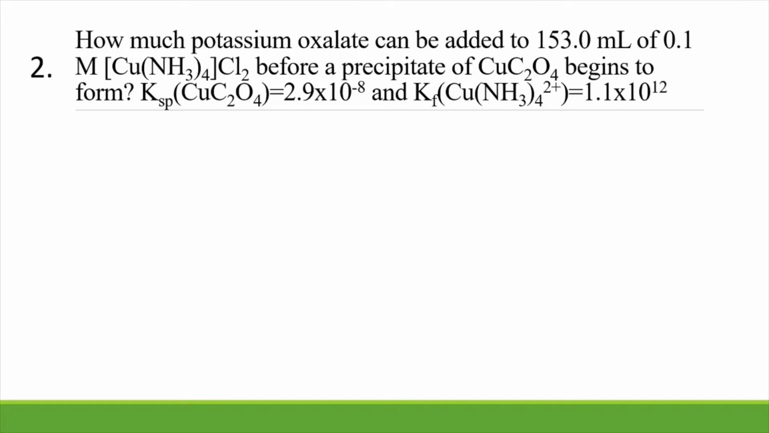All right, number 2, we want to know how much potassium oxalate can be added to 153 milliliters of 0.1 molar copper complex before precipitate of copper oxalate begins to form. We're given a KSP and a Kf. So number 2 is a bit involved. I will tell you that straight up. My scratch paper, if you want to call it, is full of scribbles of me kind of starting over and rewriting things just to help myself out.